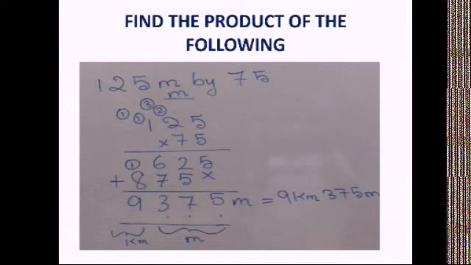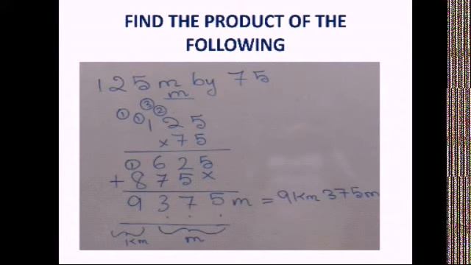7 1s are 7. 7 plus 1 is 8. So now when you add, 5 will come down. 2 plus 5 is 7. 6 plus 7 is 13. 1 in hand. 8 plus 1 is 9. So the answer is 9375 meter. You can also write it as 9 kilometer 375 meter.